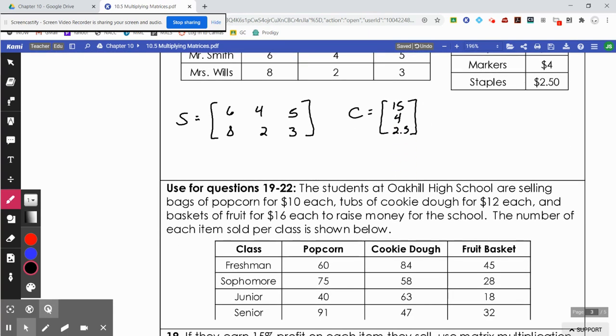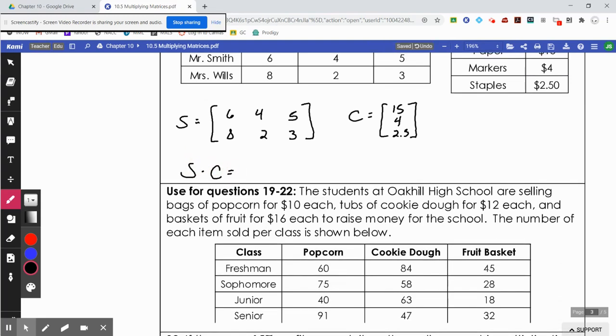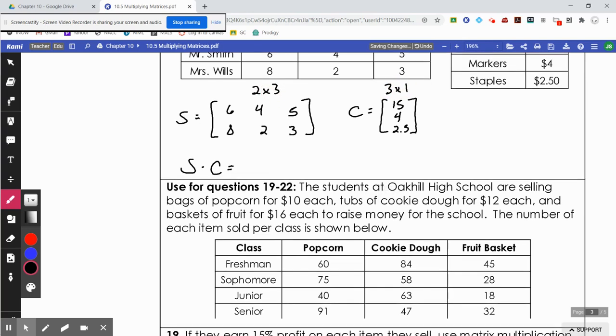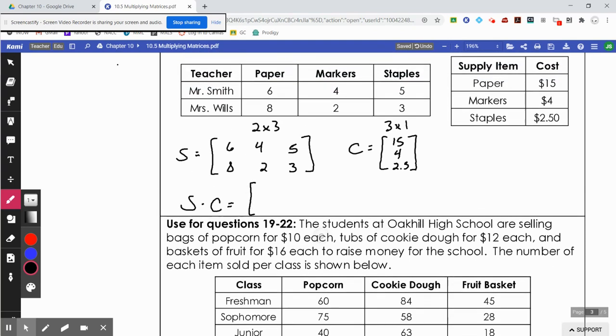Now look what happens when we find matrix S times matrix C. So again, we're going to multiply them together. This is a 3 by 2, or excuse me, that's a 2 by 3, and this is a 3 by 1. So we can multiply them because the middle numbers are the same, and we're going to get a 2 by 1. And look what happens when we multiply these. We're going to multiply rows by columns.